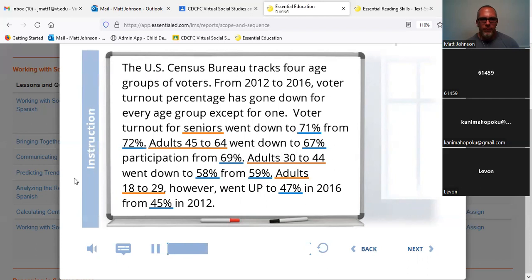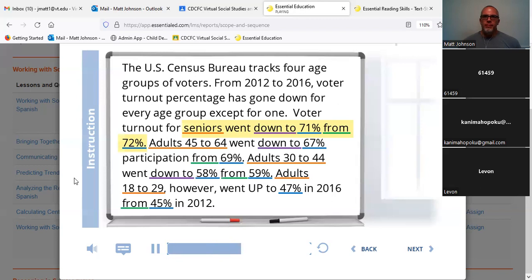How do I tell which data is from 2012 and which is from 2016? Maybe the words near the data can provide some hints. If data is described as being up to or down to, then the text is describing a change. That's probably the 2016 data. If the data is described as from, then that's what the data is changing from. So that's the 2012 data. Voter turnout for seniors, for example, is down to 71% in 2016 from its 2012 value of 72%.